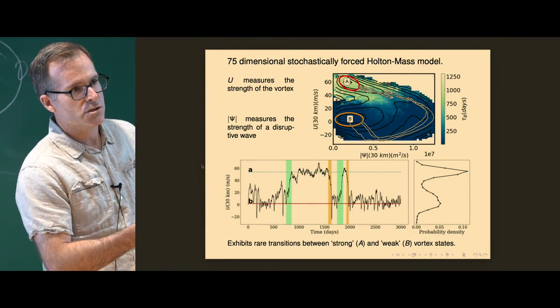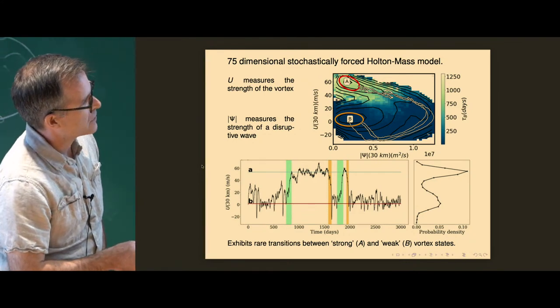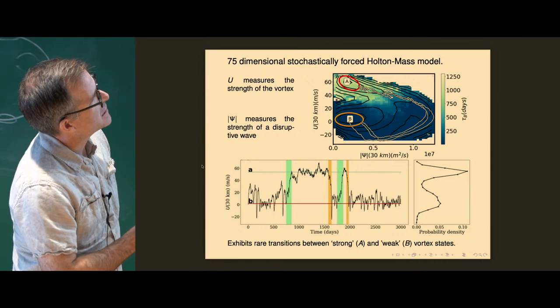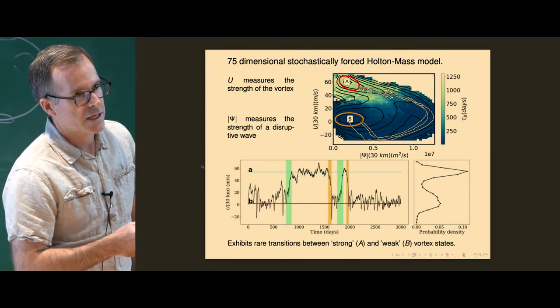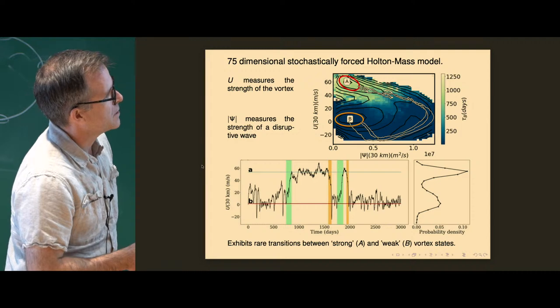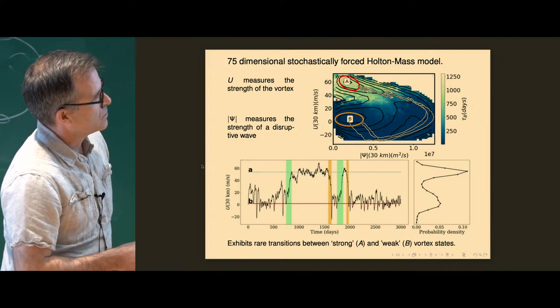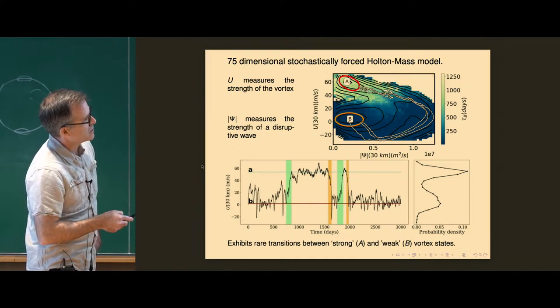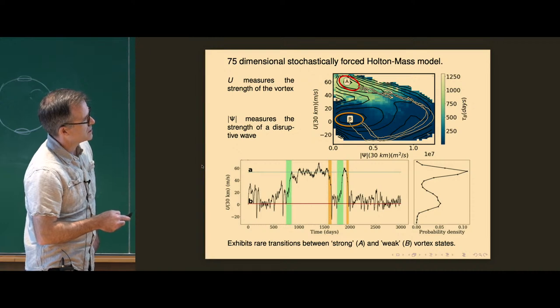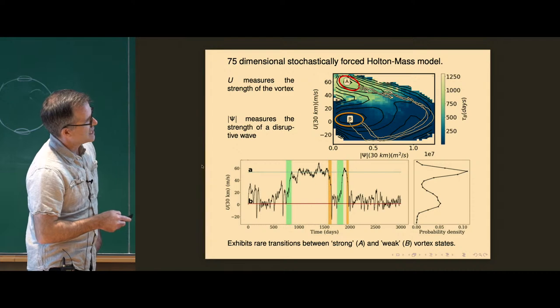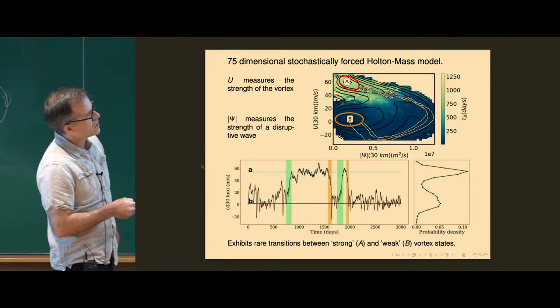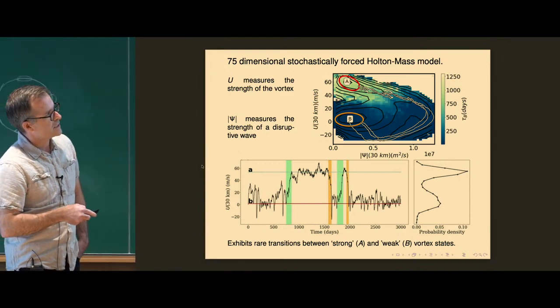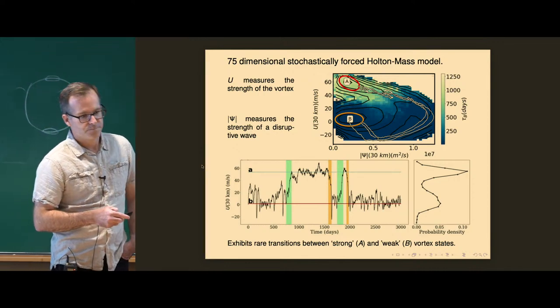To do the simulations, you need more levels. In fact, there are 27 levels, and that's what leads to a 75-dimensional model. Which is, of course, microscopic compared to a real weather climate model, but it exhibits some of the features that we're interested in. So these relatively rare transitions, compared to the simulation scale, between these two states A and B. Throughout this talk, I'm going to use this model as an example.